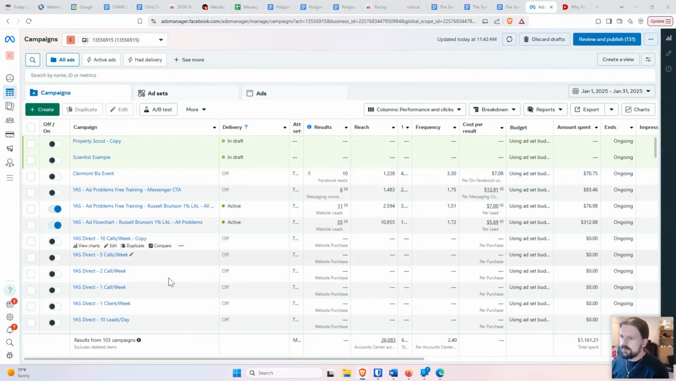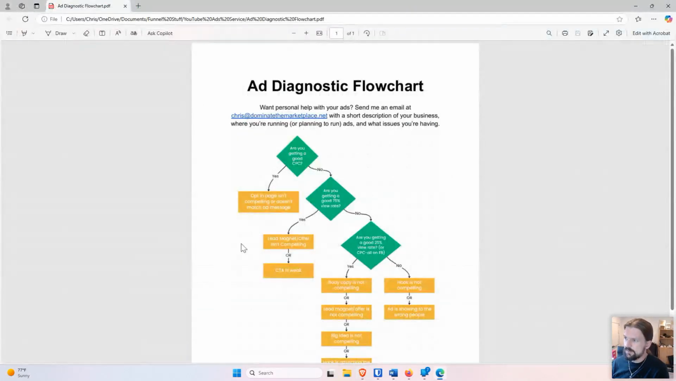So let's take a look at a couple of ads that I've got here, which, I mean, these are working, but I'm going to walk you through the metrics, how I diagnose if an ad is not working. And then once we've diagnosed that, we can figure out what we need to change here. So I have this handy little flow chart that I made a little while ago, which, if you want this, by the way, I can give you the link to that. But let me see if I can zoom in.